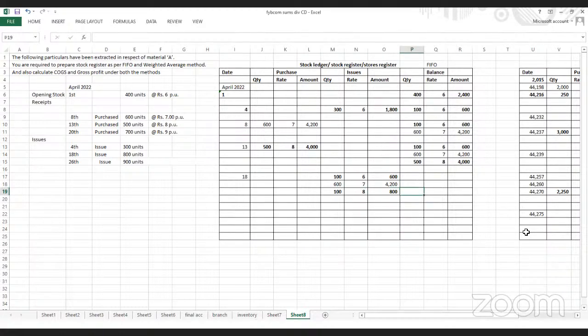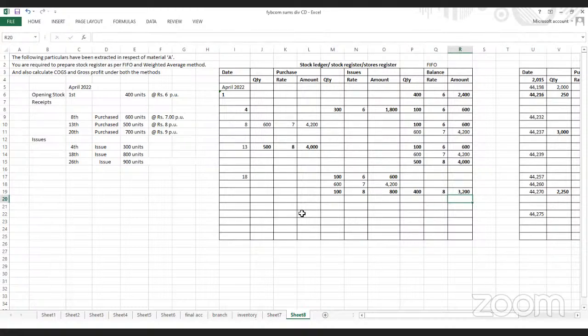Now, what is the closing stock left with me? Out of the previous stock, 100 issued, 600 issued, and out of 500, I have issued 100. So from the latest stock, I am left with 400 units. Its rate is 8. So amount will be 3,200. Clear, students?